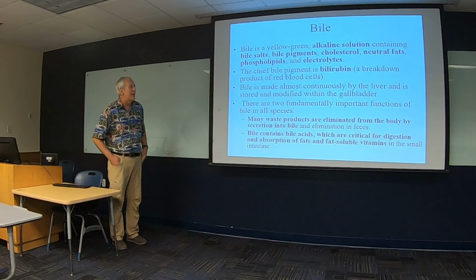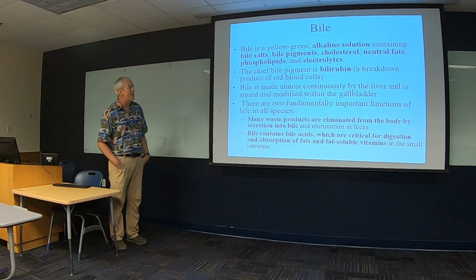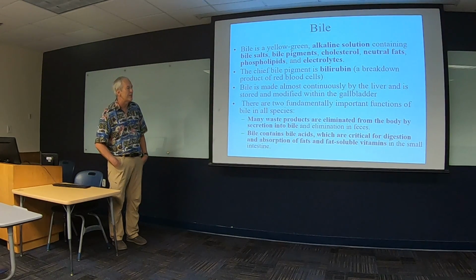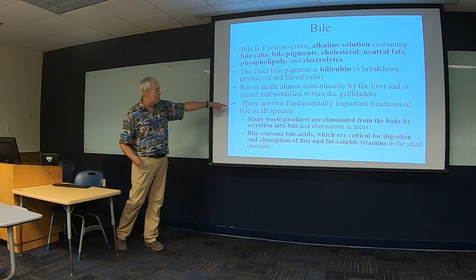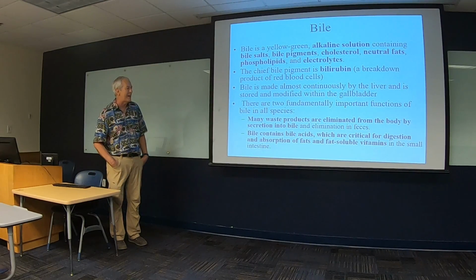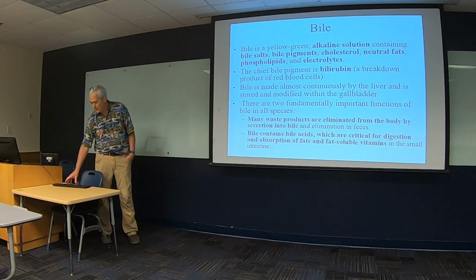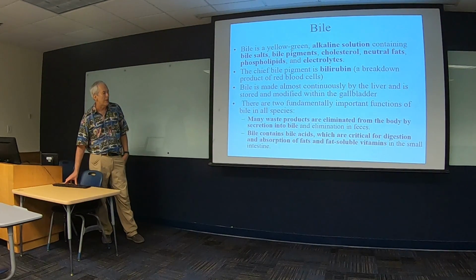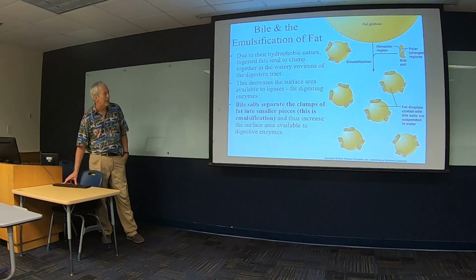It's alkaline, it contains bile pigments, salts, cholesterol, phospholipids, electrolytes, and the chief bile pigment is bilirubin, which, as I said, is a breakdown product of red cells and the hemoglobin. So the important functions of bile, mainly it's to emulsify fat, and without it, your feces, as I said, starts appearing very pale, and it starts floating in the toilet.